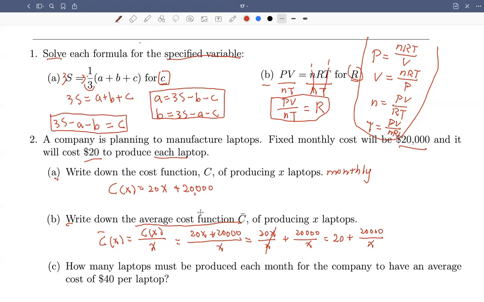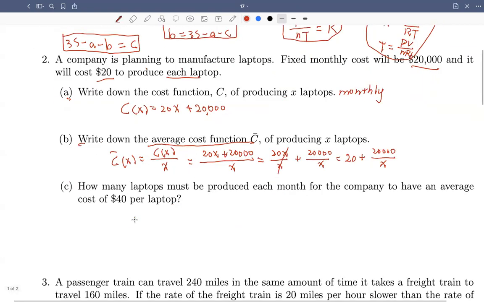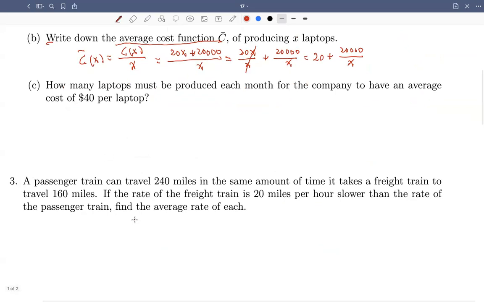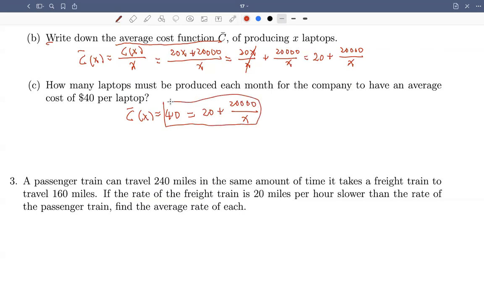So C is saying, how many laptops must be produced each month for the company to have an average cost of 40 per laptop. So this means C bar of X equals $40. I have to move up. So we know the C bar function is 20 plus 20,000 divided by X. So we just have to solve this rational equation.